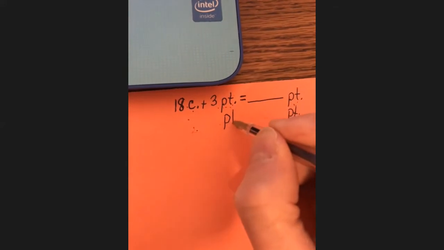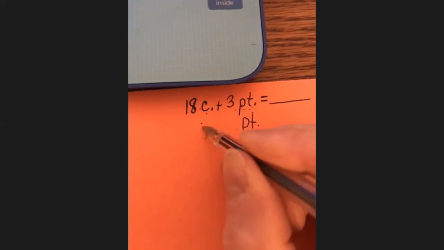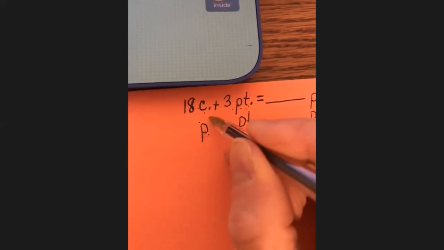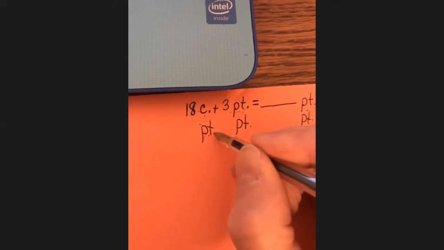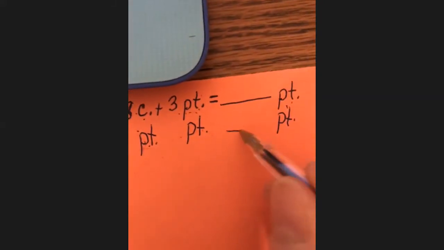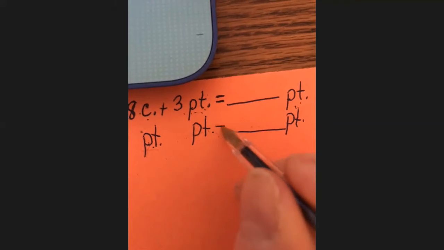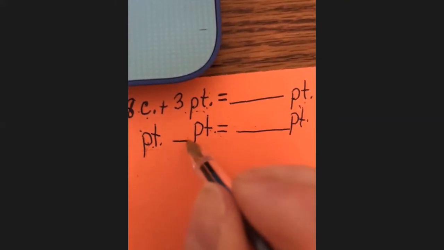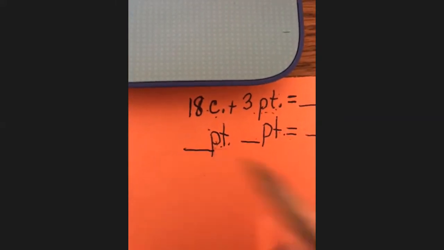Pint, pint. Okay? And everything will be pint. Bring my equal sign down. Everything's going to be in pints. Okay?